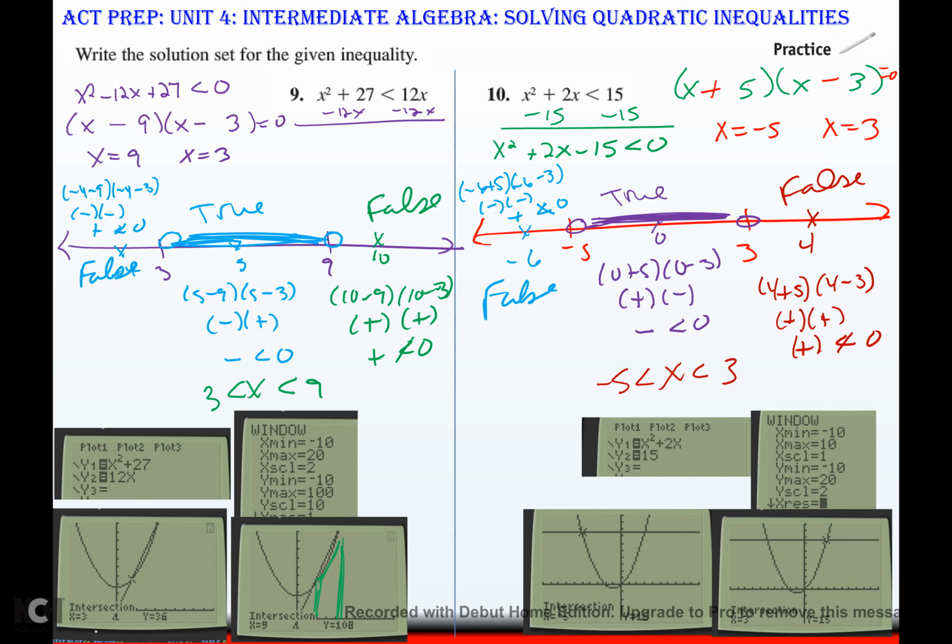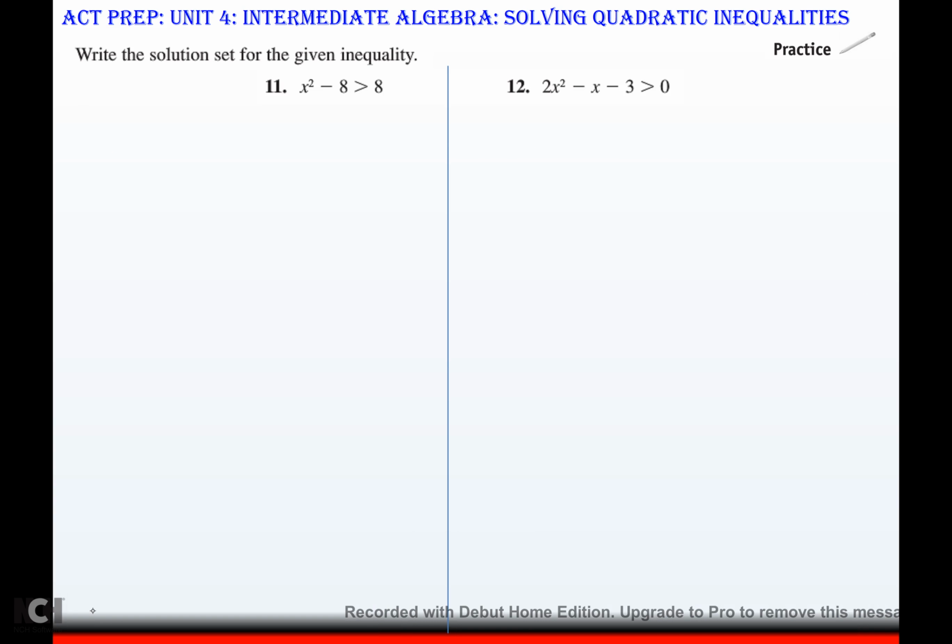And if you look at the calculator, I want to know when is this parabola below the 15 line. There's my 15 line. It's below there, which corresponds to those x's in the middle. Okay? All right, number 11. I got to get it in quadratic form, so I'm going to minus 8.